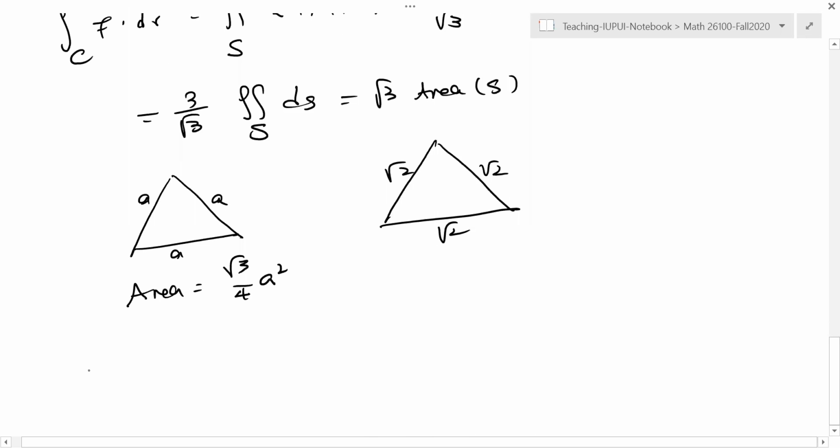Therefore, the area of the above triangle is square root of 3 over 4 times square root of 2 squared. So the answer will be 3 over 2.